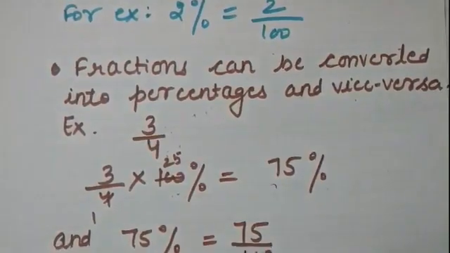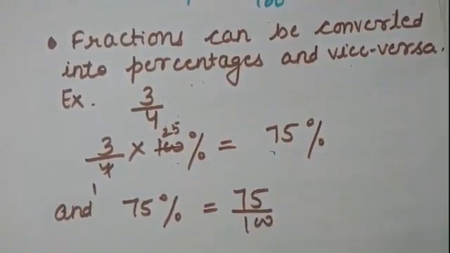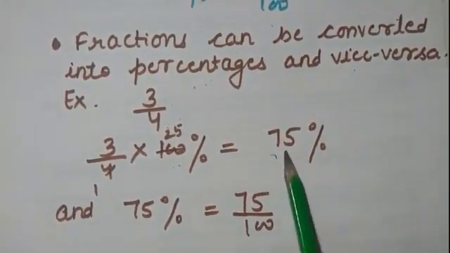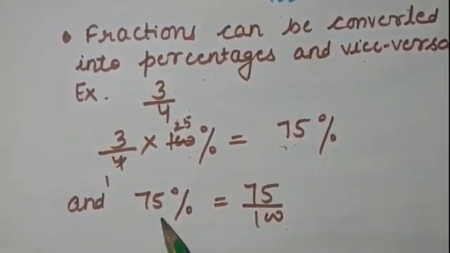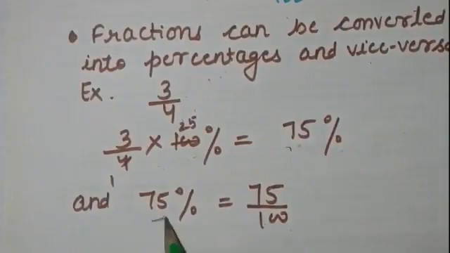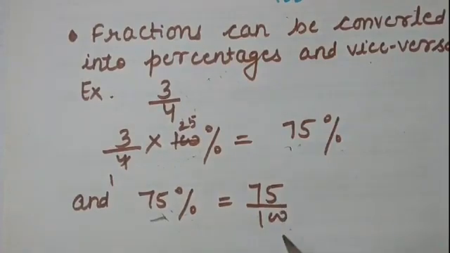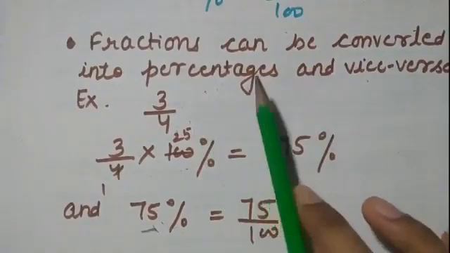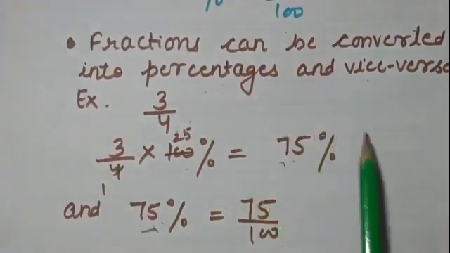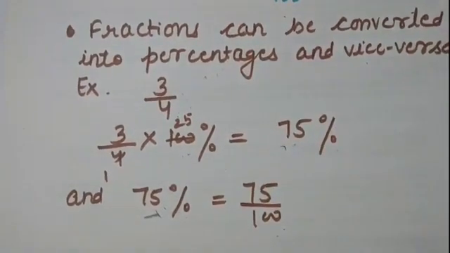Now, converse means if you have to convert a percentage into a fraction, then how will you convert? Suppose you have to convert 75% into a fraction. So 75% means 75 out of 100. So 75% can be written as 75 over 100. In this way, you can convert fractions into percentages and percentages into fractions. Now come to the next point.